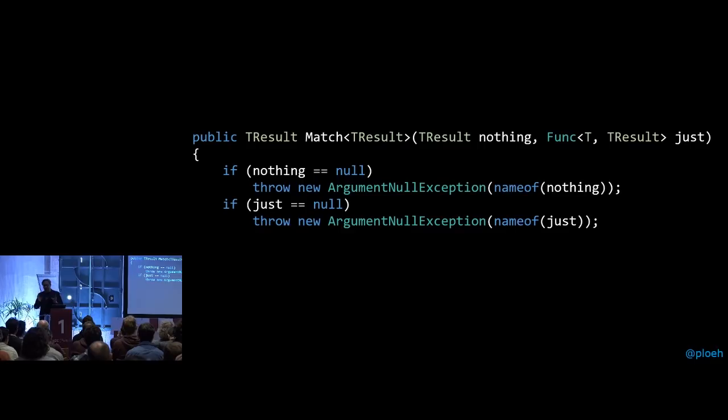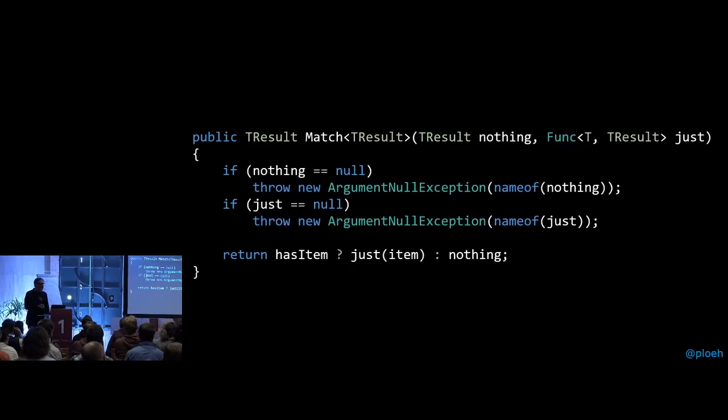So I'm keeping things flexible here. Even though this is a Maybe of T, I'm not saying we should return a T. We can transform as we go, and that keeps things flexible. So basically, it's just using the ternary operator. It's just a one-liner. If HasItem, if that flag is true, we know that item is available, but item is of the type T. We need to transform it into TResult because that's the return value that we need.